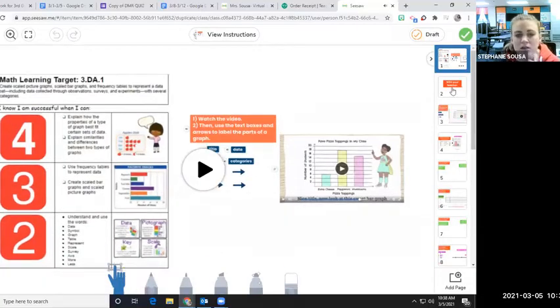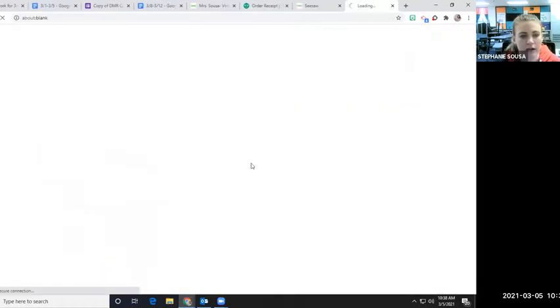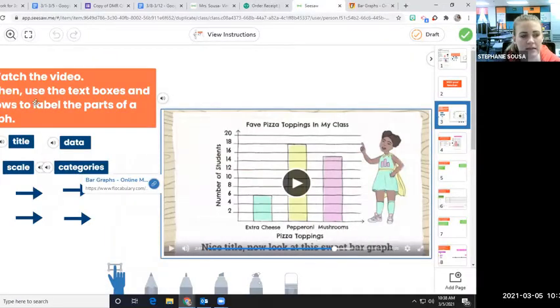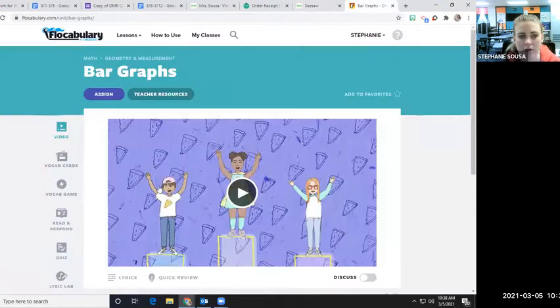Okay, so with your teacher on slide 3, we're going to first take a look at our vocabulary for bar graphs to get our brain reviewed. It asks us to watch the video, then we're going to label where our title, our data, our categories, and our scale are. Okay, that is our goal.